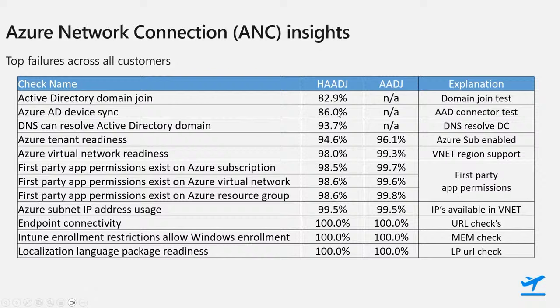When those ANC checks are run, we actually go through every 6 hours the process of creating a virtual machine in that VNet and attempt to perform a domain join and a hybrid domain join and run through all of those checks. So we have a high utility of checks and quality on that every 6 hours.